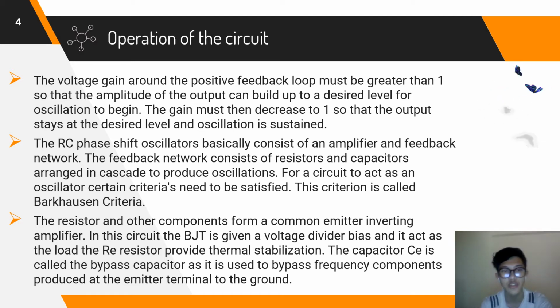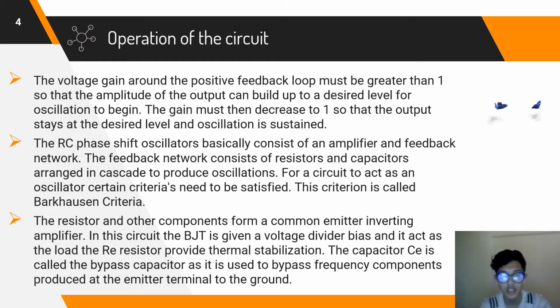The RC phase shift oscillator basically consists of an amplifier and a feedback network. The feedback network consists of resistors and capacitors arranged in cascade to produce oscillations. For a circuit to act as an oscillator, certain criteria need to be satisfied. This criterion is called the Barkhausen criteria.